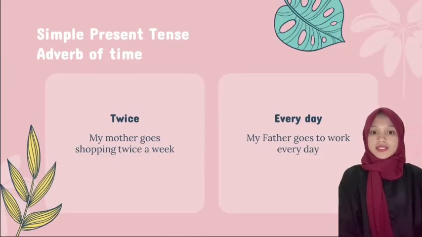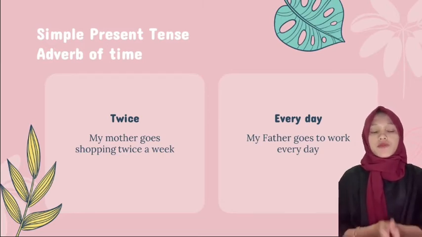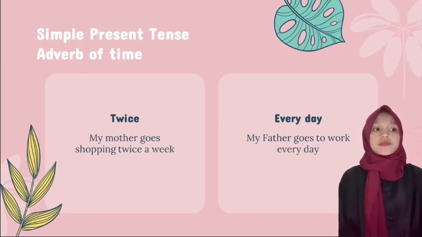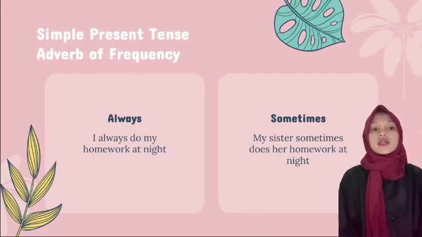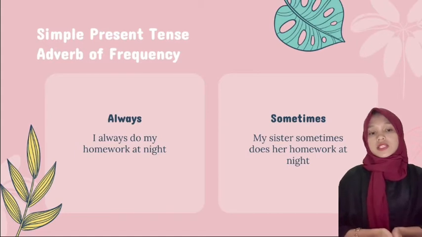Okay, we can see other examples of the simple present tense with adverbs of time. First, twice: my brother goes shopping twice a week. Every day: my father goes to work every day. And examples of adverbs of frequency. Always: I always do my homework at night. And sometimes: my sister sometimes does her homework at night.